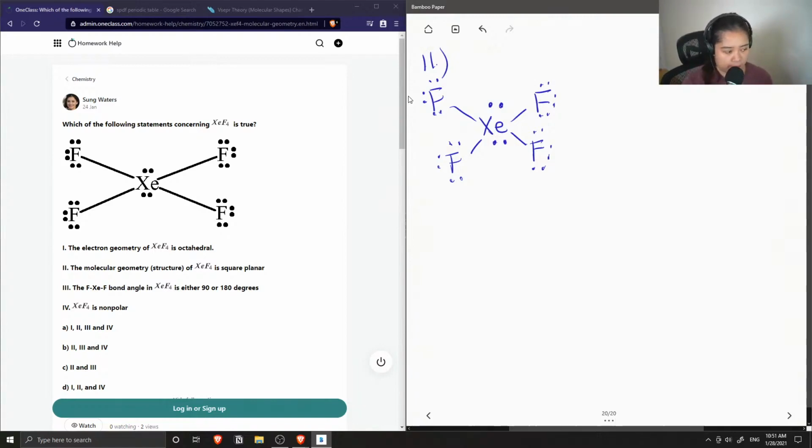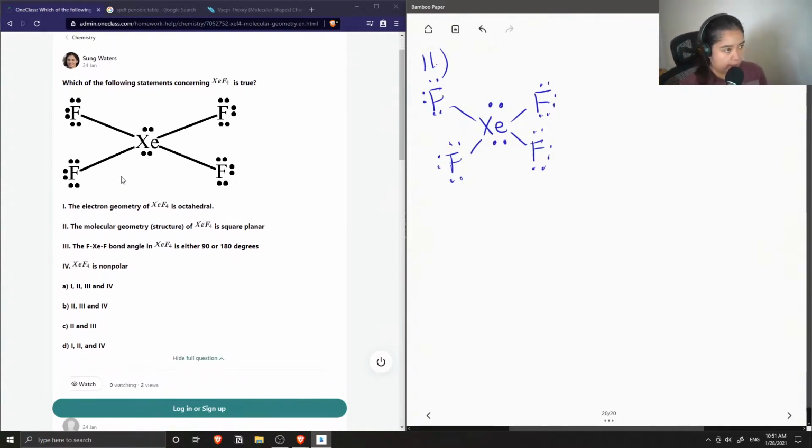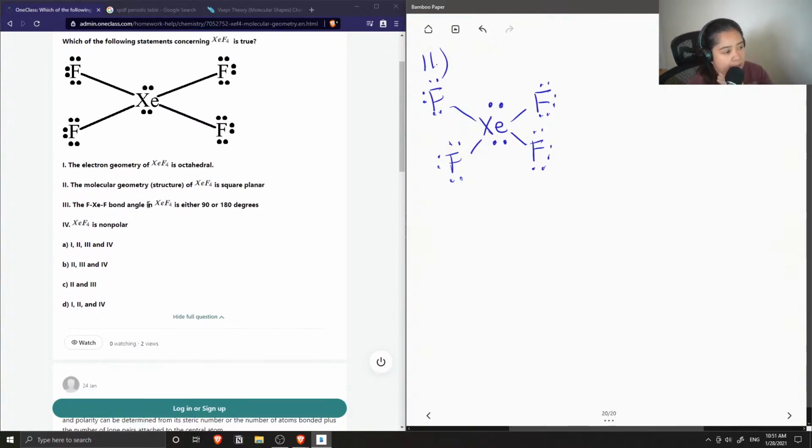So now let's see the options they give us. Which of these statements is true? Electron geometry is octahedral, molecular geometry square planar, the bond angle is either 90 degrees or 180 degrees, and this molecule is nonpolar.